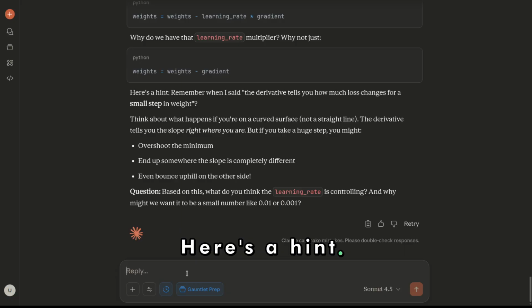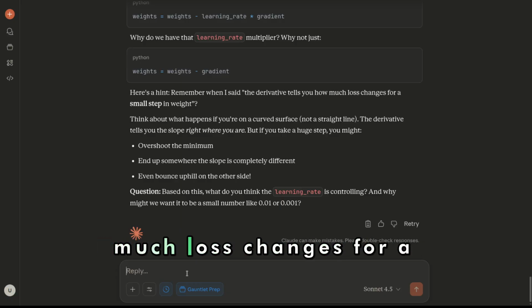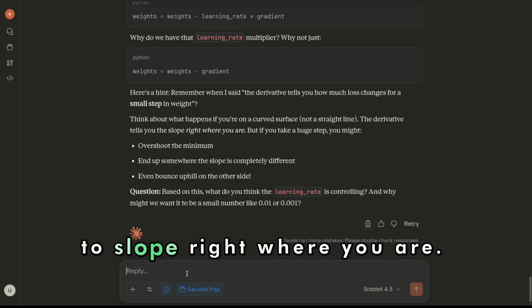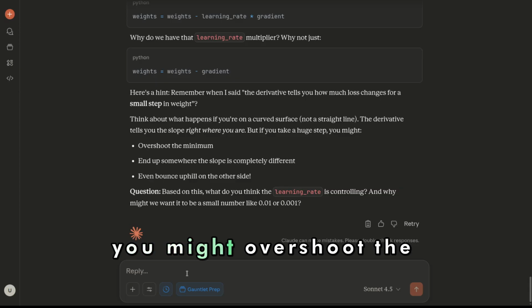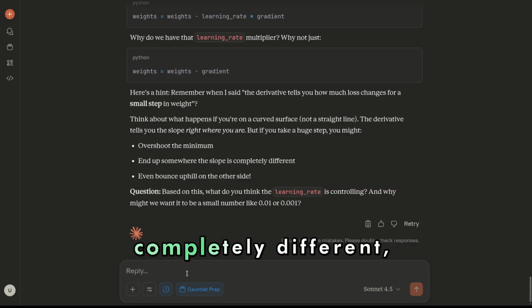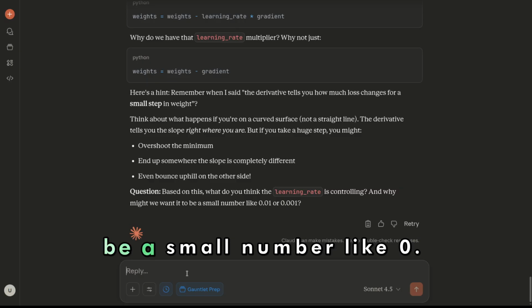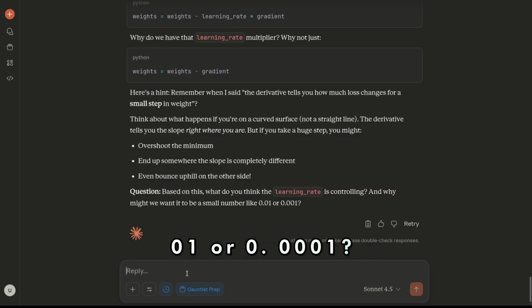Here's a hint. Remember when I said the derivative tells you how much loss changes for a small step in weight? Think about what happens if you're on a curved surface. The derivative tells you the slope right where you are. If you take a huge step, you might overshoot the minimum, end up somewhere where the slope is completely different, even bounce uphill on the other side. Based on this, what do you think the learning rate is controlling? Why might we want it to be a small number?